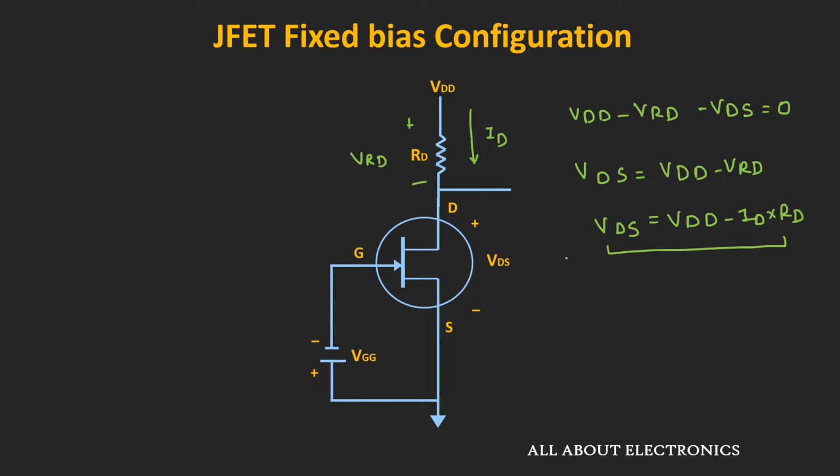So in this way, we can find the drain current ID and the voltage VDS for the given JFET, or in other words, we can find the operating point of the given JFET. So now let us take few examples based on this so that this point will get clear to you.